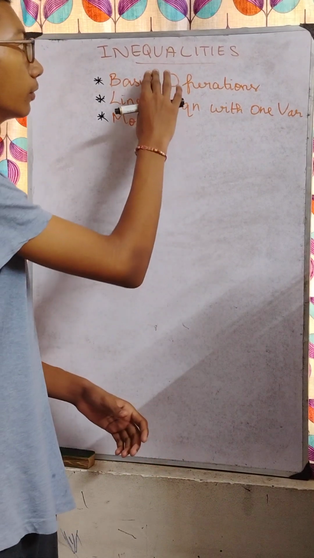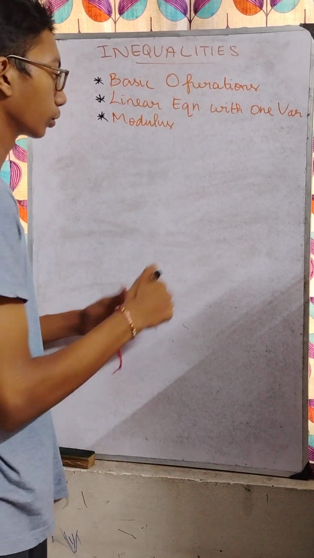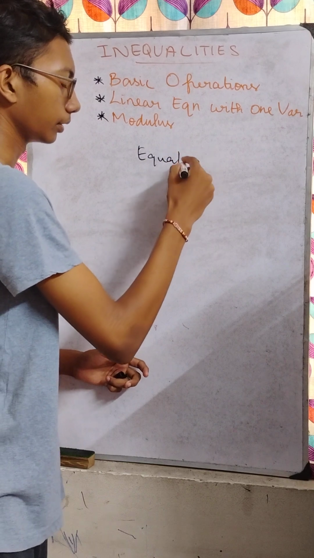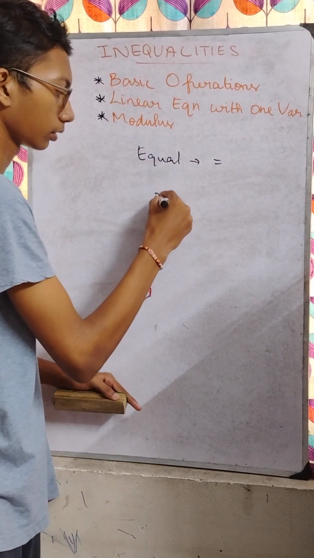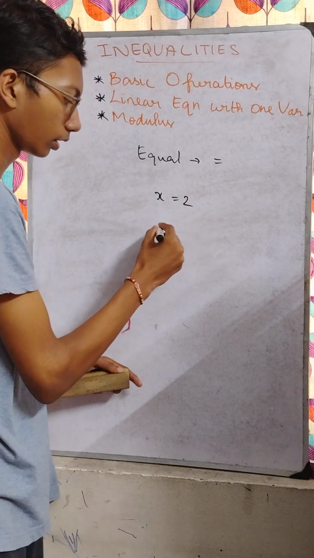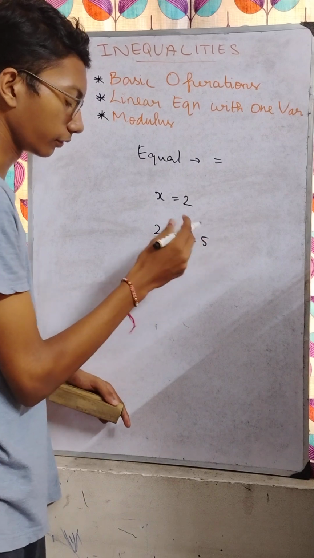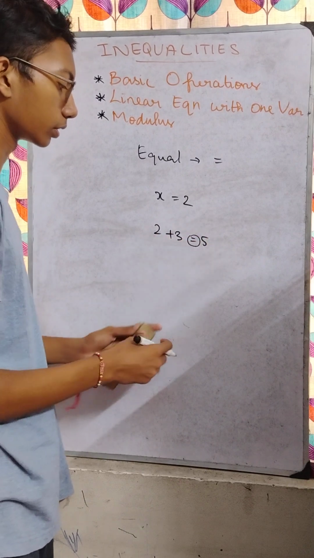In this video, we will see about inequalities and how to solve them. So, we all know what equality means. That is just equal. Let's say we have x equals 2. We know this, x equals 2. Let's say we have 2 plus 3 equals 5. We know 2 plus 3 equals 5. So, this is what equal means.